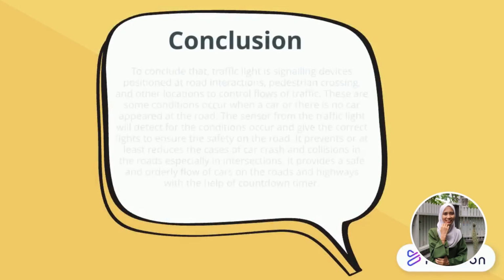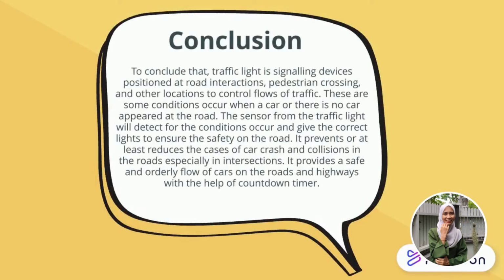At the end of this project, we can conclude that a traffic light is a signaling device positioned at road intersections, pedestrian crossings, and other locations to control the flow of traffic. These are some conditions that occur when a car appears or there is no car at the road. The sensor for the traffic light will detect and give the correct lights to ensure safety on the road. It prevents or at least reduces the cases of car crashes and collisions on the roads, especially at intersections. It provides a safe and orderly flow of cars on the roads and highways with the help of the countdown timer.